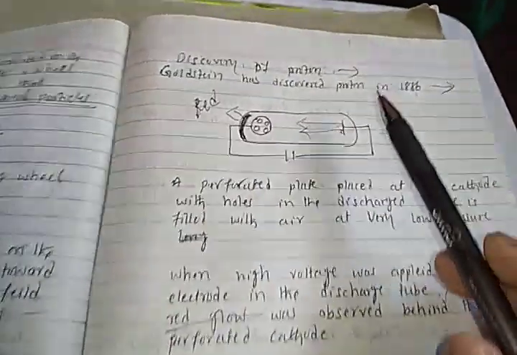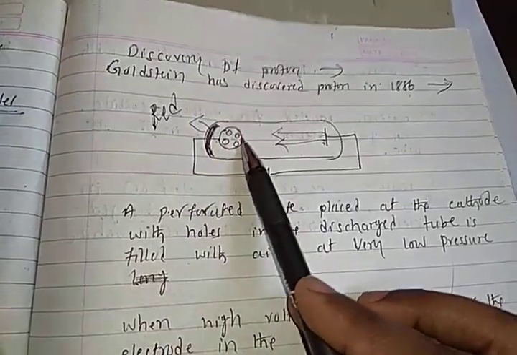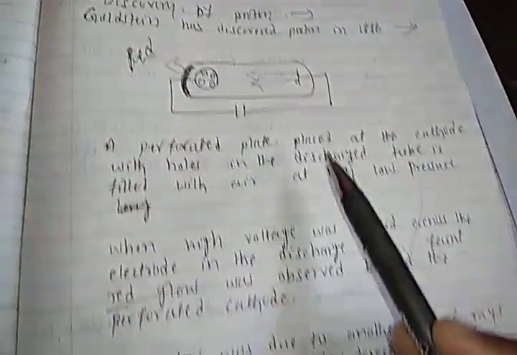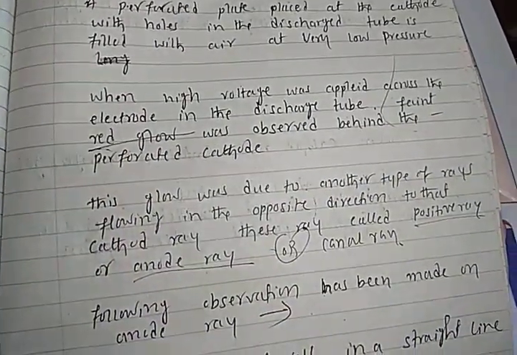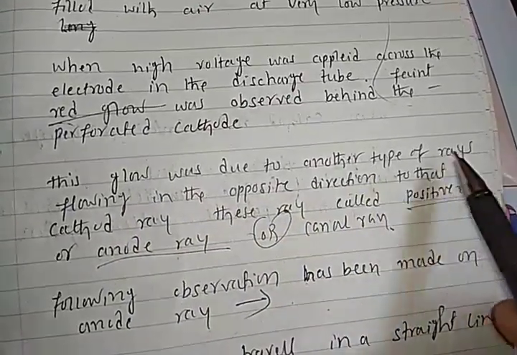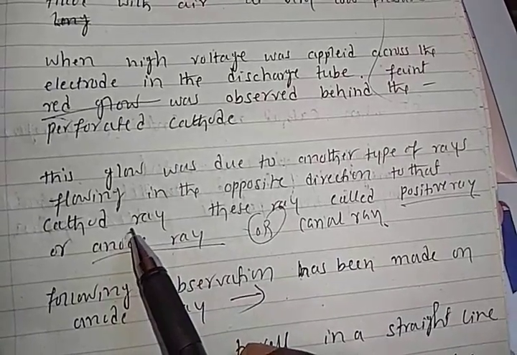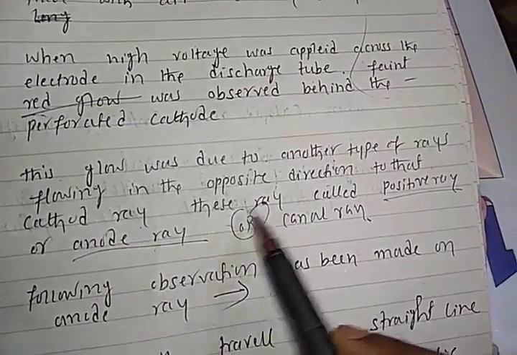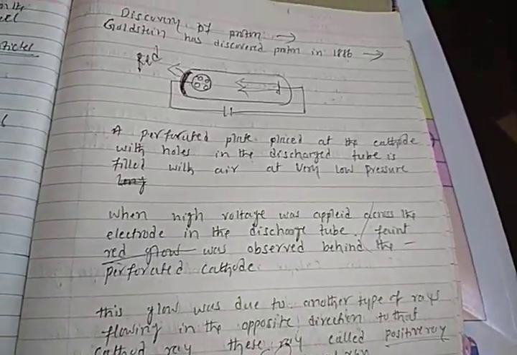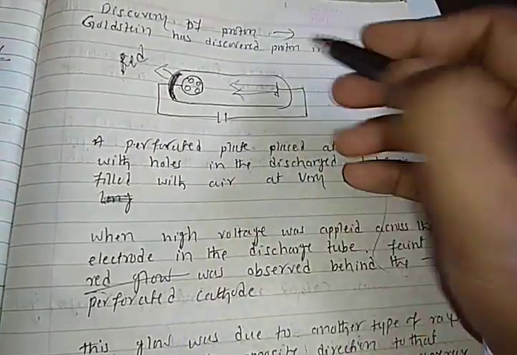Goldstein conducted the same experiment, but he kept the perforated metal on the anode side. Then again he observed a red glow behind the anode. This glow was due to another type of ray following the opposite direction to the cathode ray. These rays are called positive rays or anode rays, because they develop from the anode side.